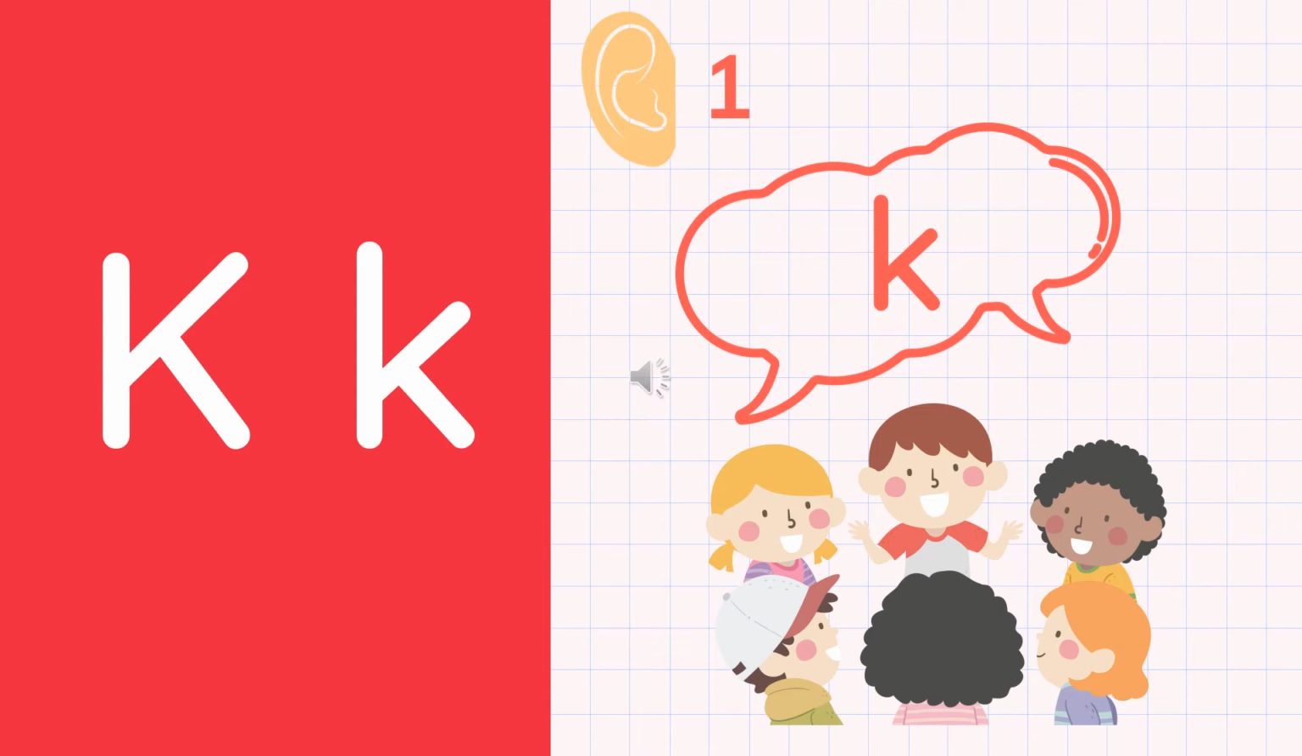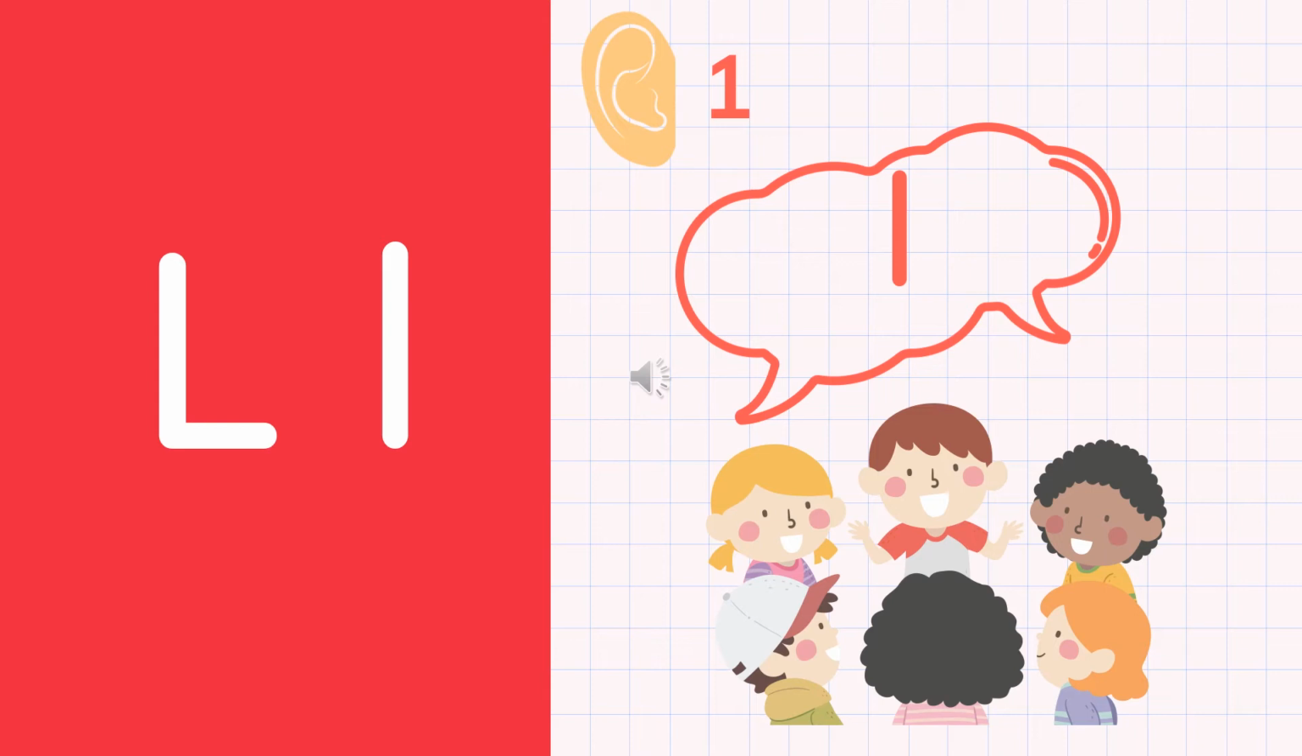This is the letter L. The letter L has one sound, L. Now, since you can't see my mouth, it's hard to see how I'm making this sound. So I'm going to give you a couple of examples of words that have the letter L. The letter L starts the word Lego, the word love, and the word lollipop.